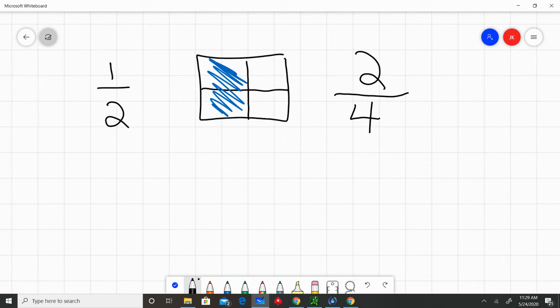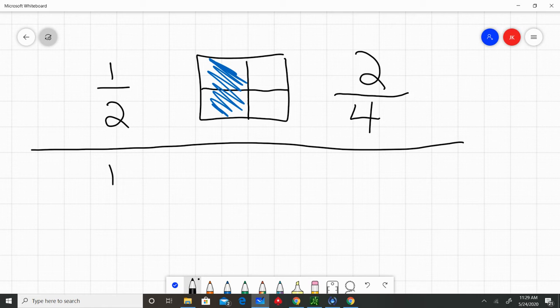And I'm going to keep this same model up here. And this is a pretty cool trick to find an equivalent fraction. So I'm still going to take 1/2. When we use multiplication to find an equivalent fraction, the trick is to multiply the numerator and the denominator by the same number. It doesn't matter what the number is. In this case, I'm going to choose the number 2. So I'm going to take 1/2 and I'll multiply 1 times 2 and 2 times 2.